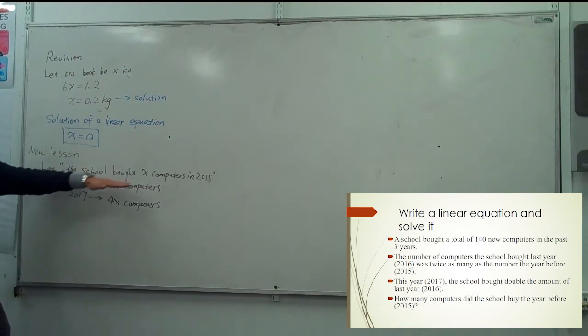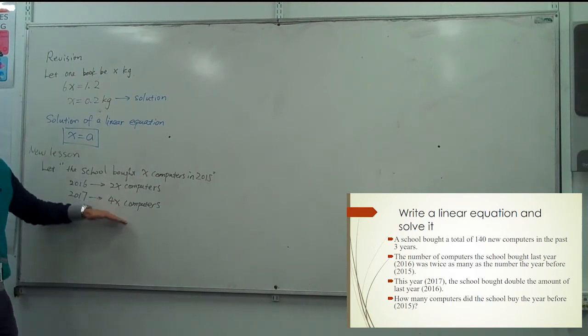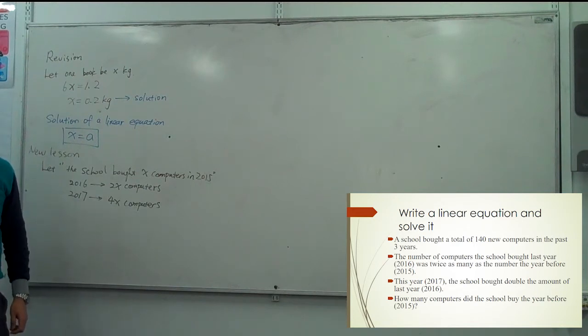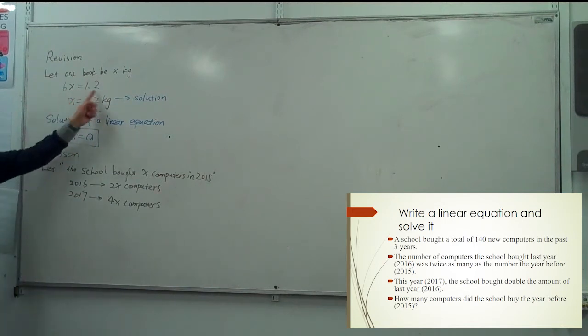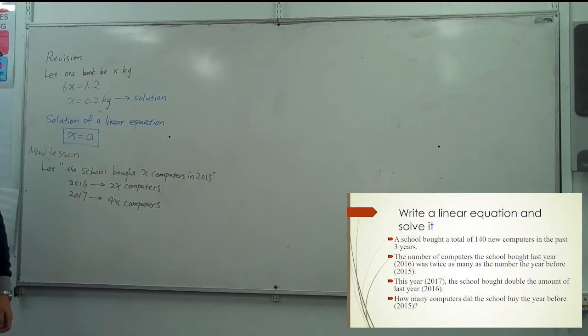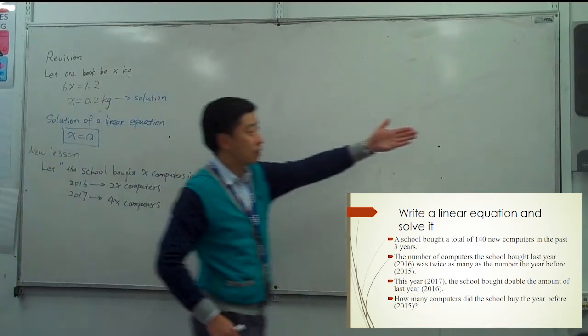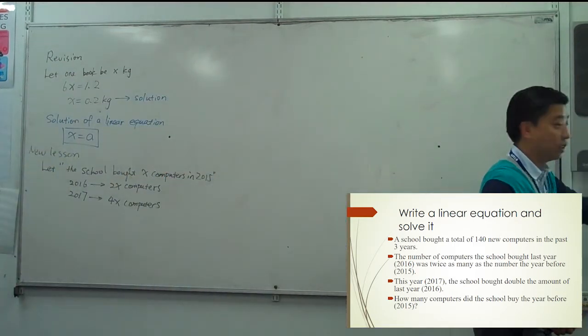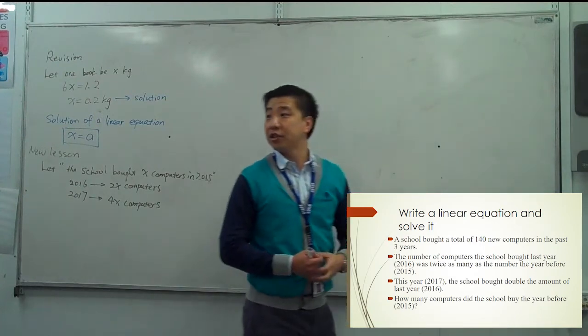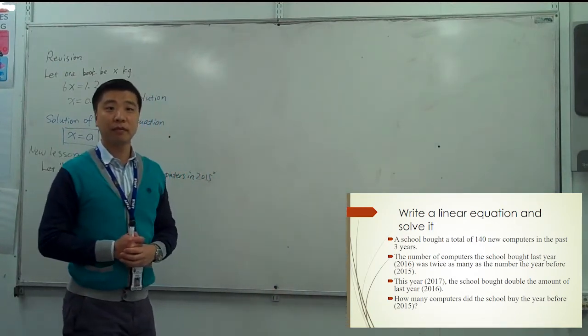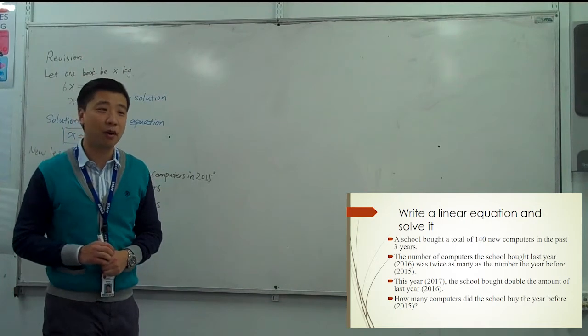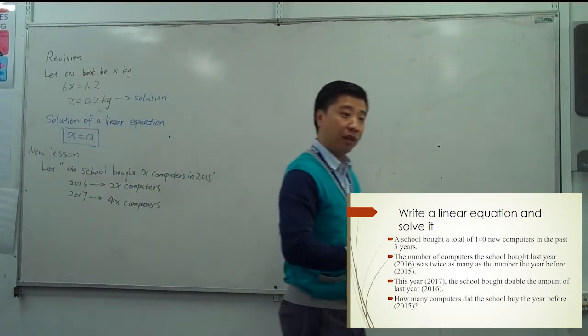Now, I wrote x, 2x, 4x, all the expressions. How can I put them together and write this equation? Which sentence tells you the relation? Some people say the first sentence. Why can the first sentence give you the relation?